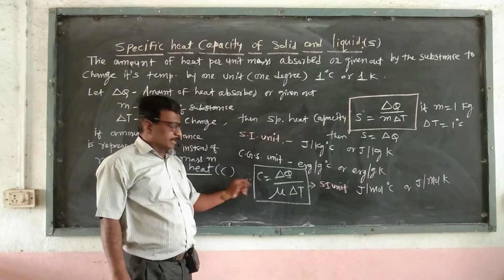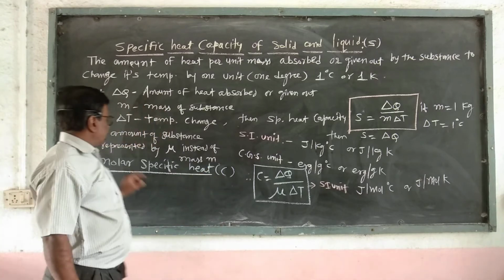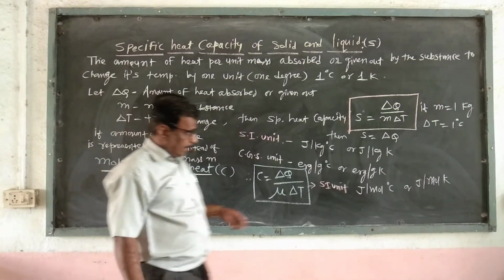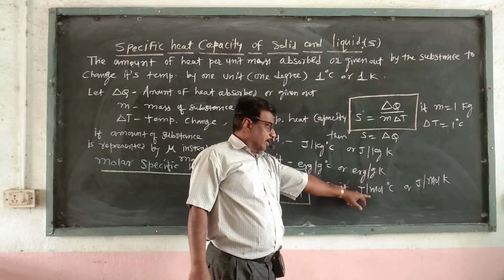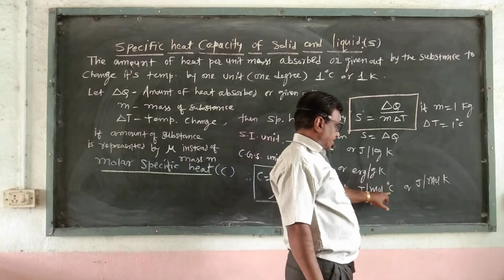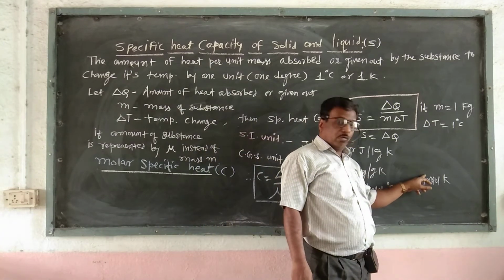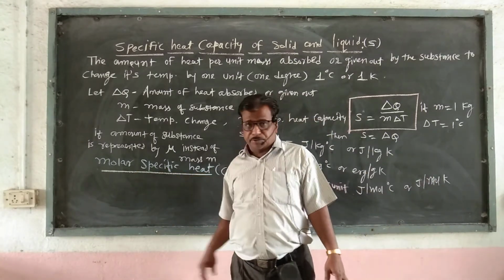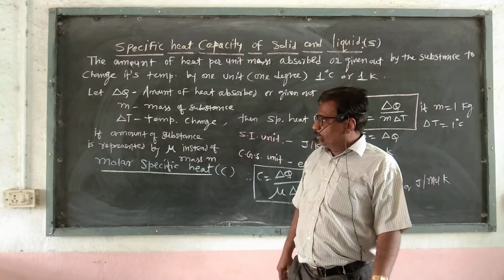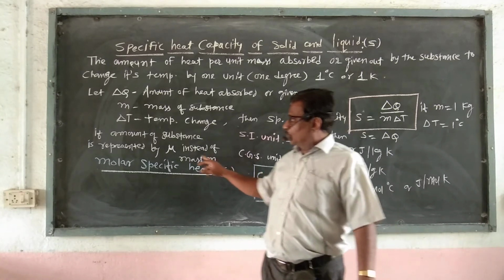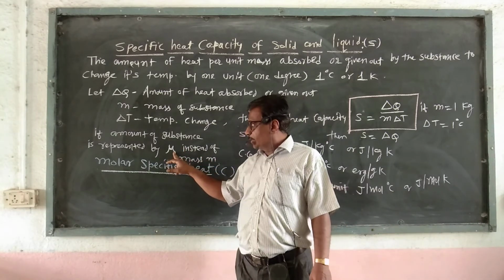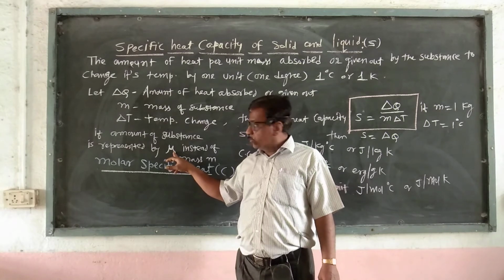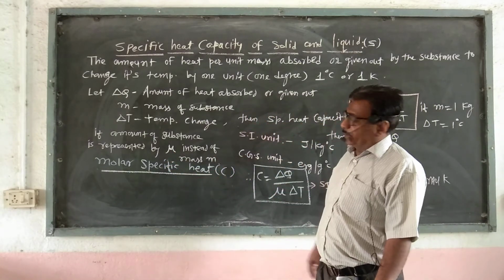Again we find its SI unit. The SI unit of molar specific heat is joule per mole degree Celsius or joule per mole Kelvin. Here molar is the word used in chemistry. So instead of mass we have to make only one correction, that is the letter mu, and so we get molar specific heat.